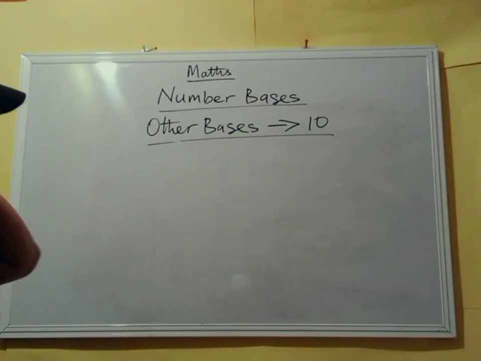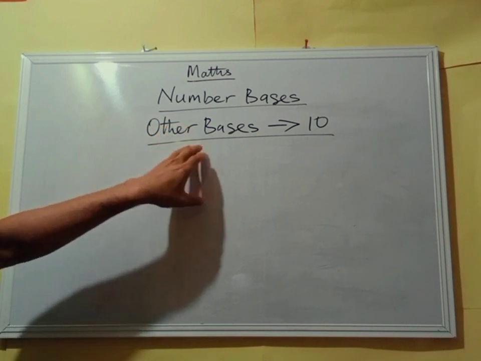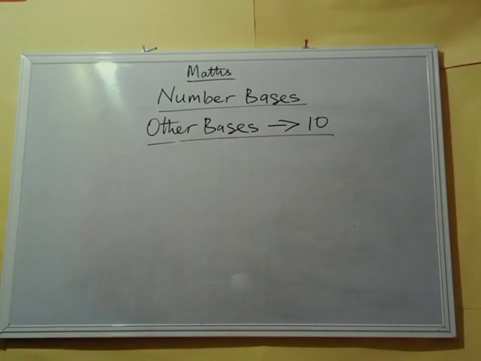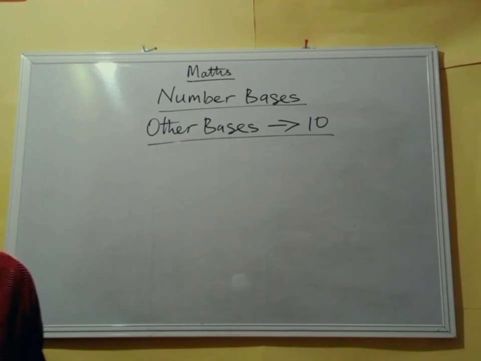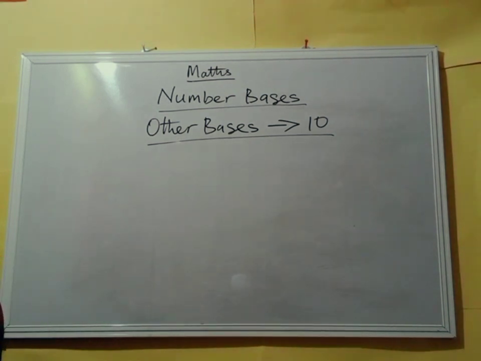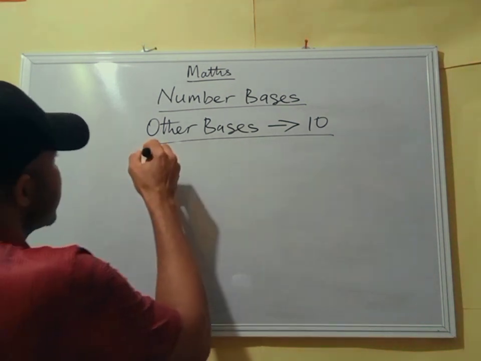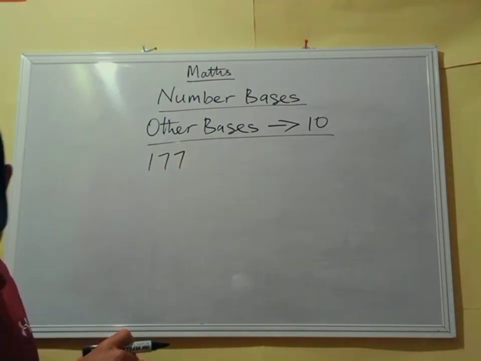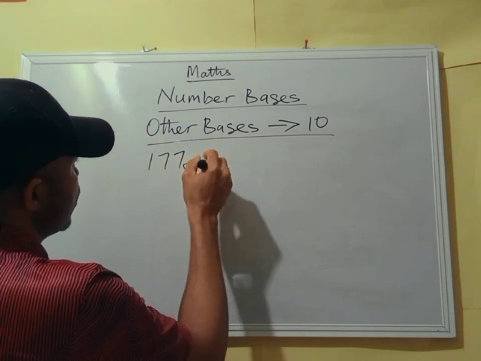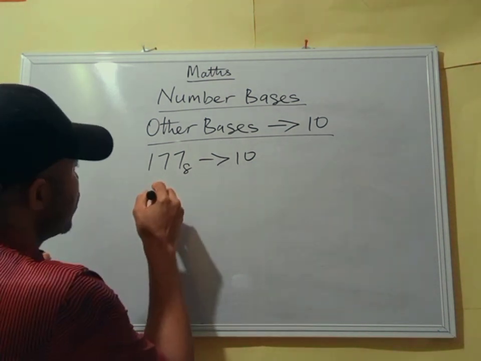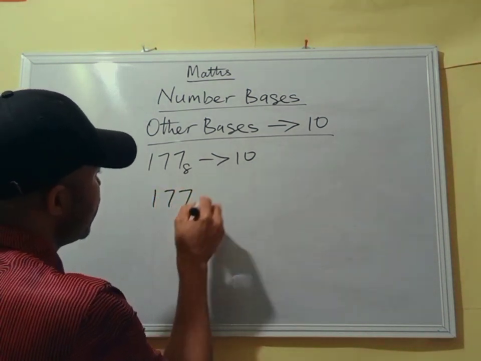Now we are looking at how to convert numbers from other bases to base 10. In this one we are using what I call the linear method. Quickly, an example I want to give you here: 177 base 8 to base 10. So let's look at this example. The approach is just to write the number out like this and the base like this.